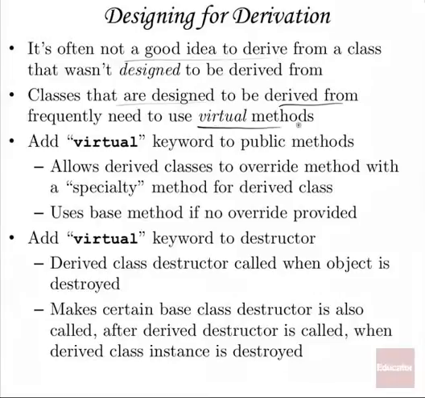So if you see a class and it's got no virtual methods at all, you probably don't want to derive from it. We'll just define a different class, and we'll define it such that it is to be derived into subclasses. So we'll add the virtual keyword to specific public methods that we expect to be overridden in our subclasses. So it allows the subclasses to override the method with a specialty method that works explicitly for the derived class.